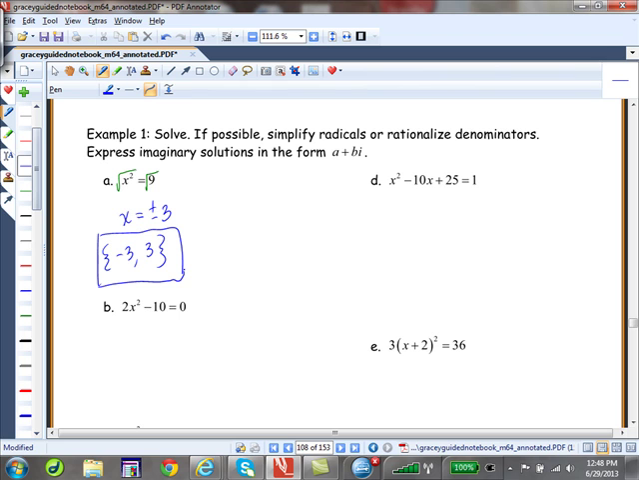Now with this one, we need to get the squared term by itself. If I add 10 to both sides, I would have an equivalent equation. Then dividing both sides by 2, I would get x squared is 5. Square rooting both sides, I will have x is plus or minus the square root of 5. So our solution will be negative square root of 5, positive square root of 5.